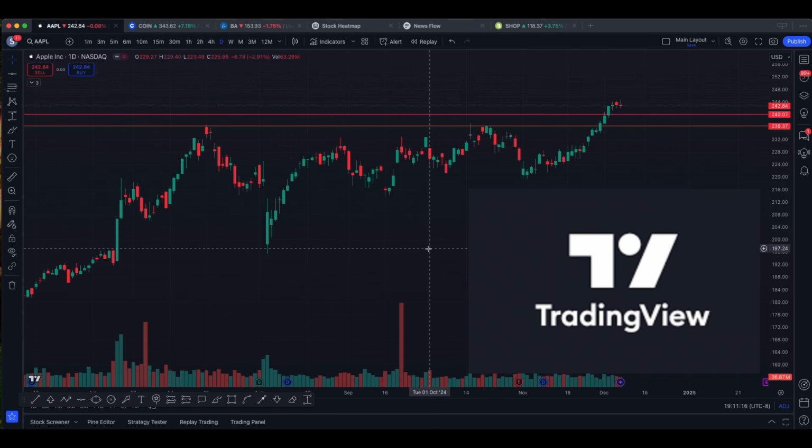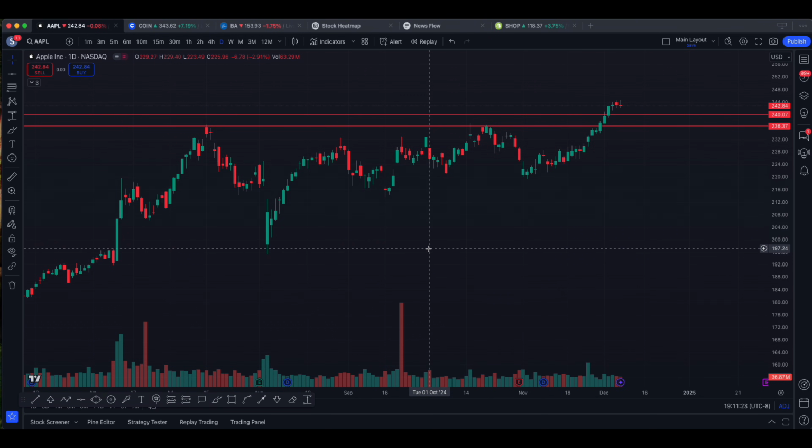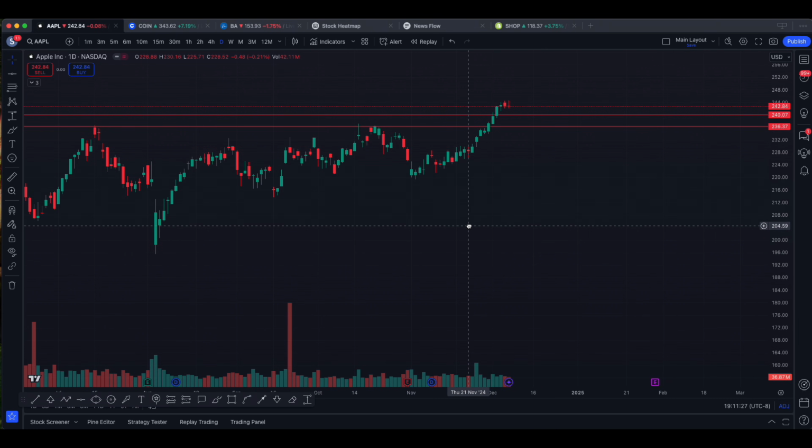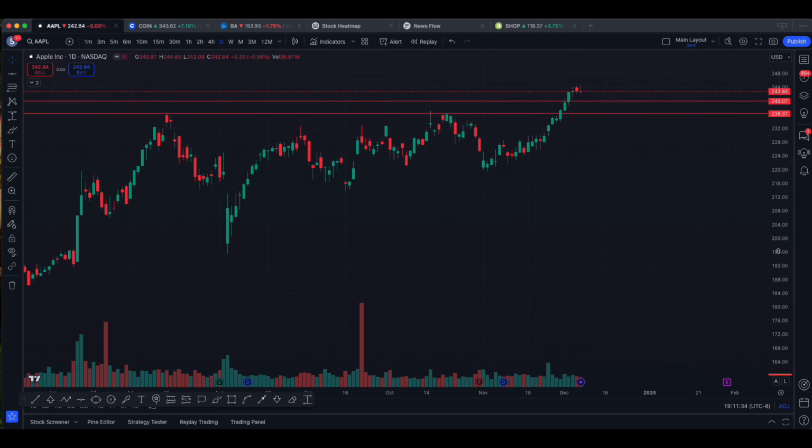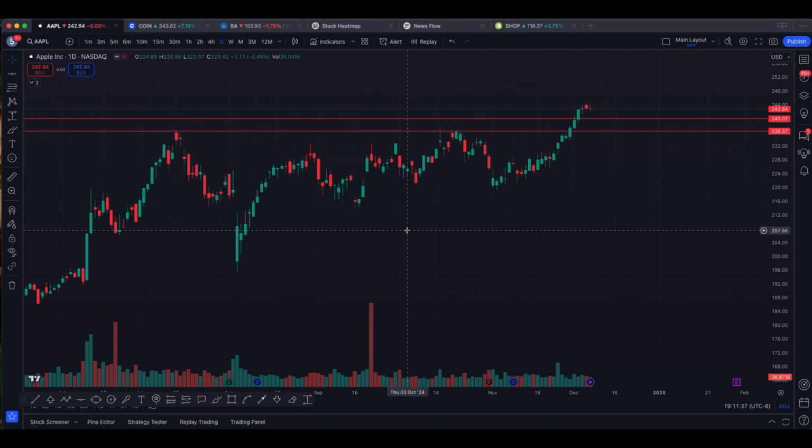Currently, I am on TradingView. TradingView is the platform I'm using for my charting. If you know, I'm mainly using Webull for my trading education, but I like to use TradingView for my charting. So TradingView is my preferred trading platform. I don't know how many of you are using TradingView, but I'm just going to give you a quick rundown on how it looks right now.